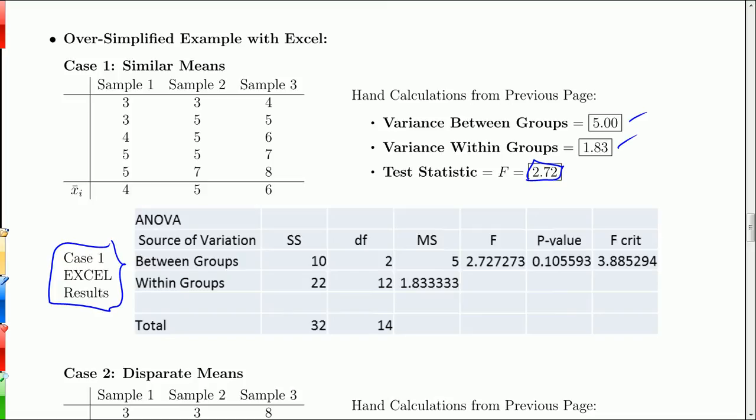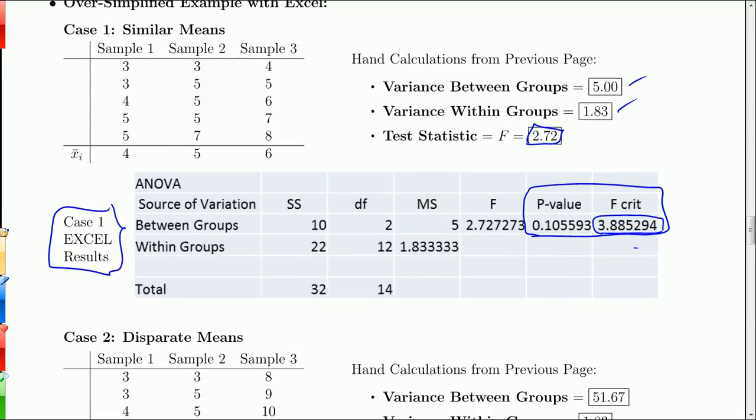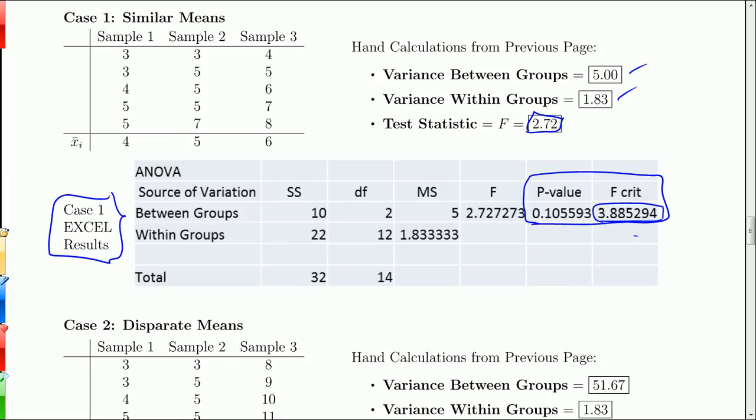And then what it does produce that we weren't able to get is the p-value of the test statistic and the critical value of F. So here the p-value is 0.105. So that's kind of large here. And the critical value, 3.885294, depends on alpha. In this case, I believe I set alpha, the significance level, to 0.05. So in any case, software gets us the p-value and the critical value. Actually, it gets us everything we need. So we have a fairly large p-value here.